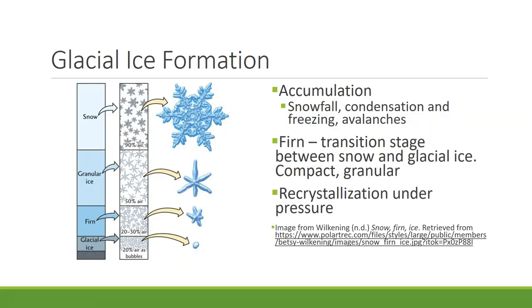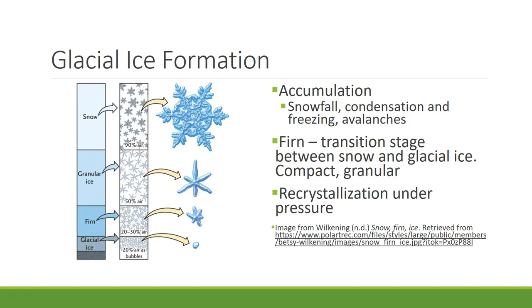Glaciers form in areas of high precipitation and low temperature, where snow falling from year to year has the opportunity to accumulate rather than melt. Each year, new snowfall buries and compresses the previous year's layers, much like sediments accumulate to eventually form sedimentary rocks. Snow accumulates through snowfall, condensation and freezing, and transportation by avalanches.